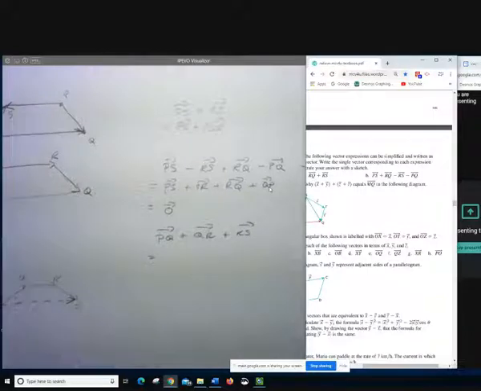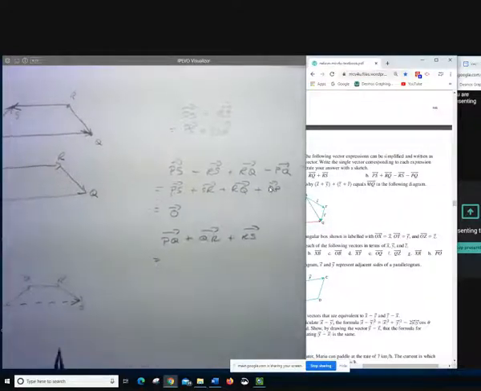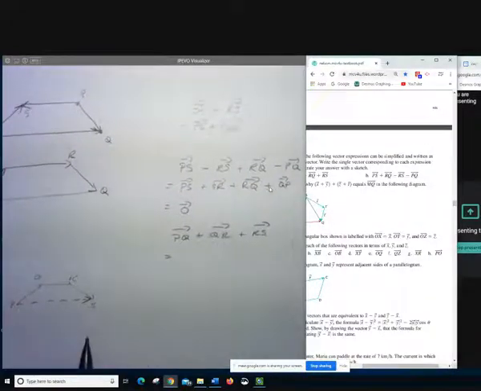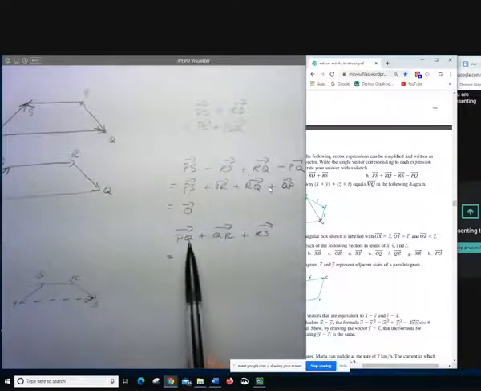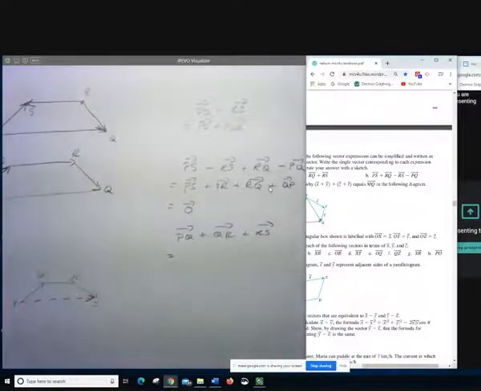So that's the trick to answering these questions: you want to set it up so that the next vector starts where the last one ended. Does that help for those types of questions?